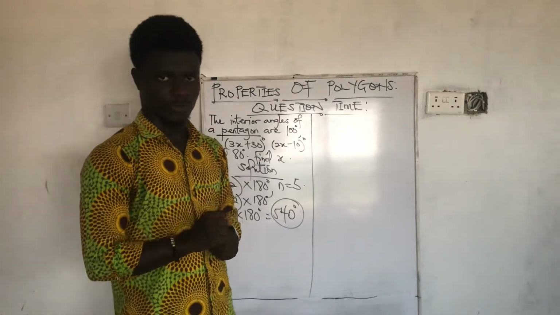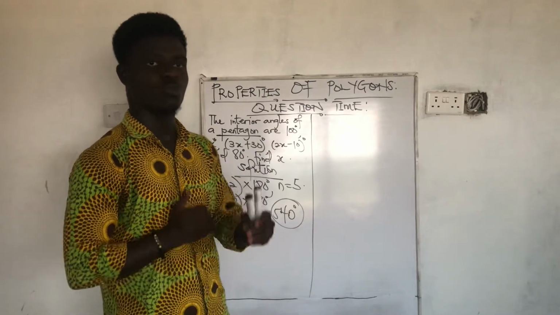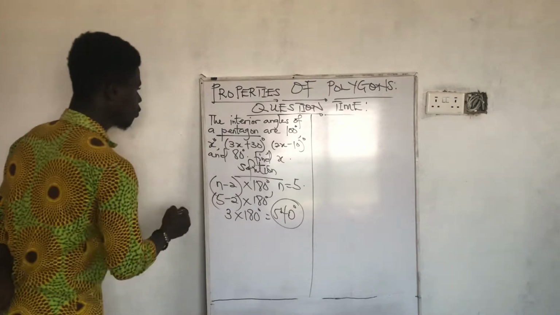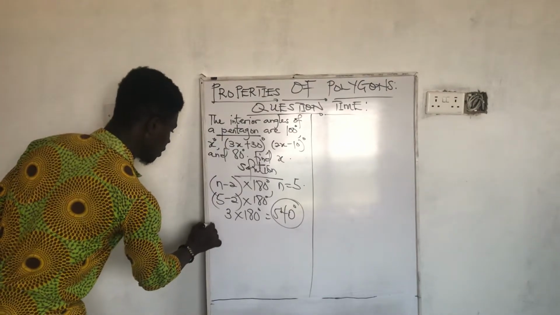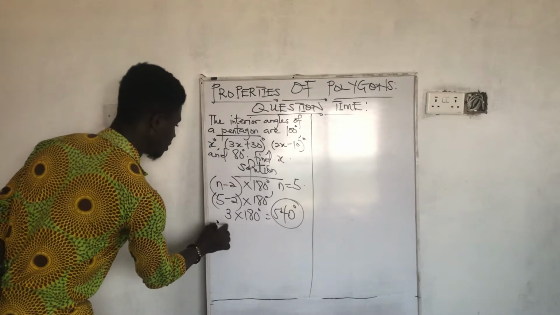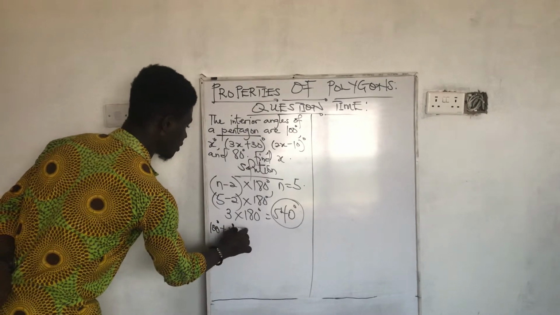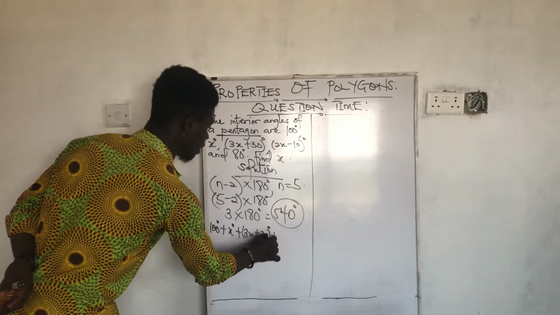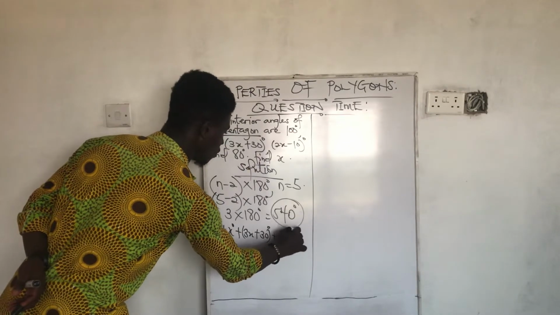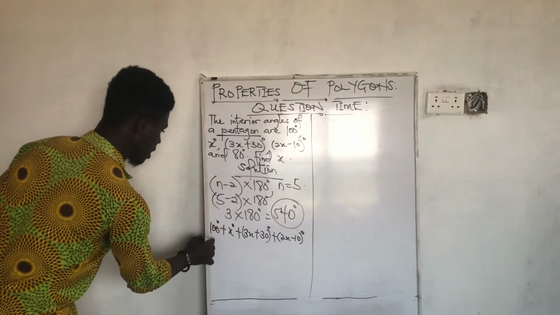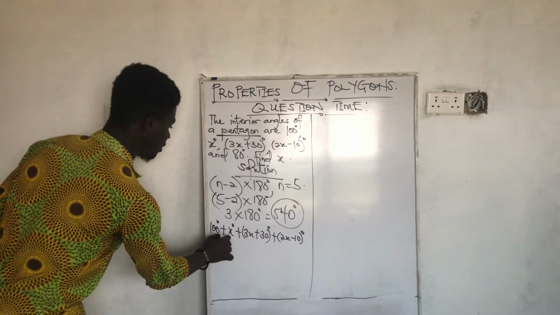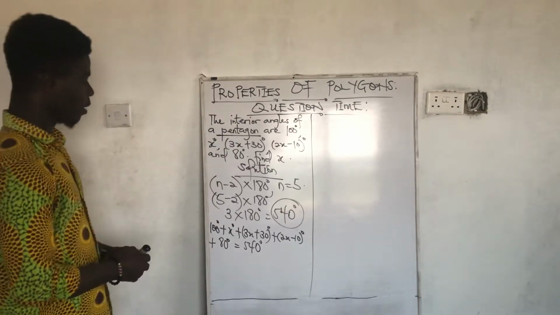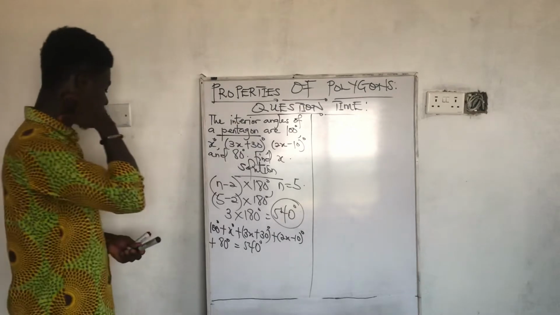540 degrees. I believe we are following small. Alright, so let's go. So I have 100 degrees plus x degrees plus 3x plus 30 all degrees, then plus 2x minus 10 all degrees, then plus 80 degrees equal to 540 degrees. So now, let's remove the brackets and let's solve.